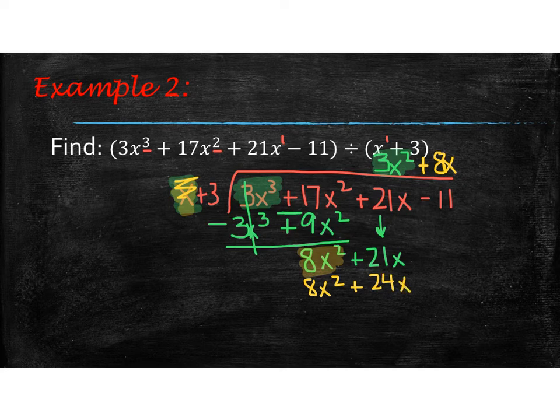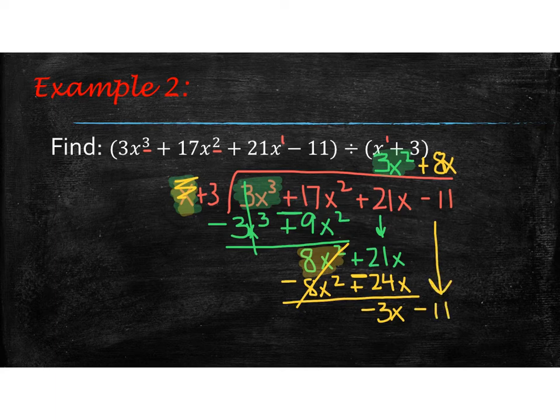So now we're going to draw our line. Go ahead and change the signs. So 8x squared minus 8x squared cancels. 21x minus 24x is negative 3x. Now we have to bring down that last term. And we have to keep going because, again, our remainder is not a lesser degree of what we divided by.